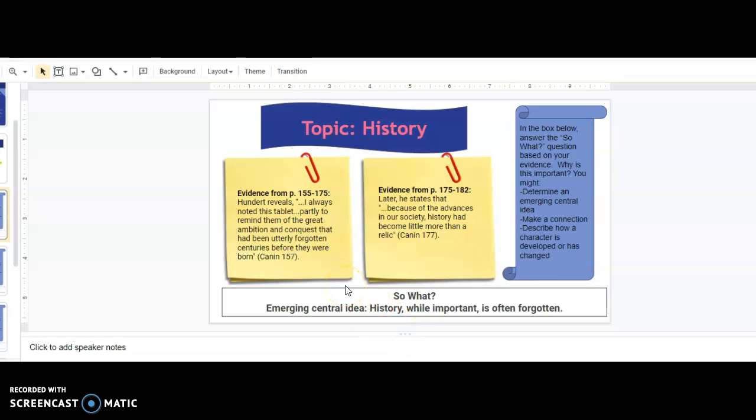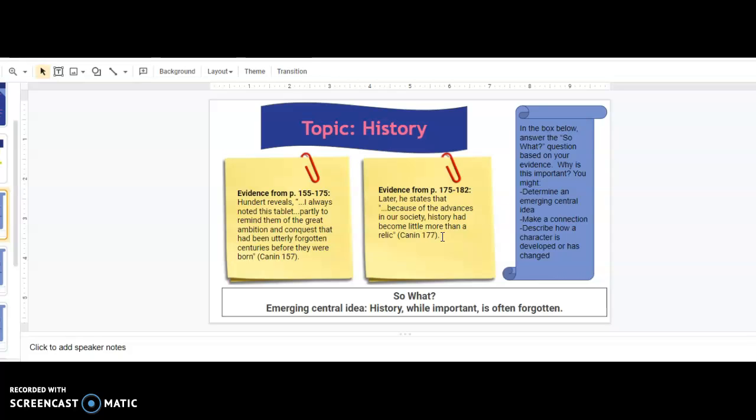After you do that, you're going to then read pages 175 to 182 and complete the same process under that next post-it. So I read, and again, I used a stem starter. Later, he states that because of the advances in our society, history had become little more than a relic. And if I look at that on page 177, I didn't know what the word relic meant, so I had to look that up. And it is an object surviving from an earlier time. So it made me feel like he was saying that the person, Ellerby, didn't value that. So again, like history is not valued.